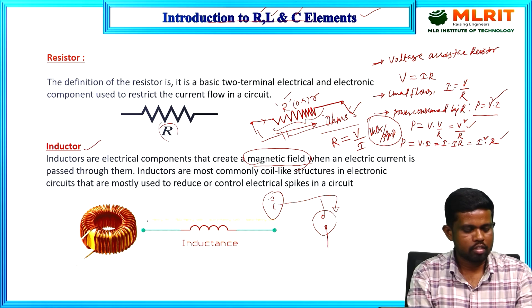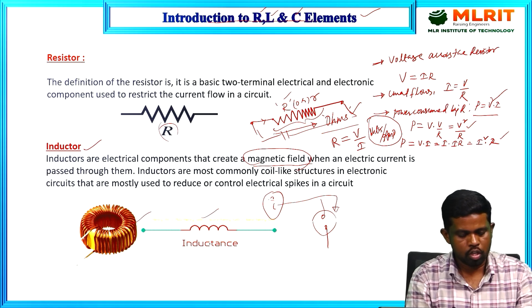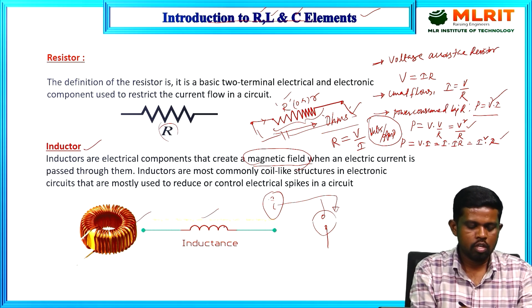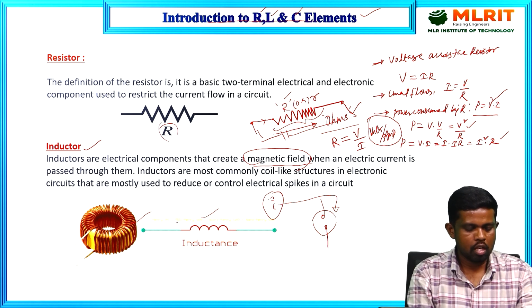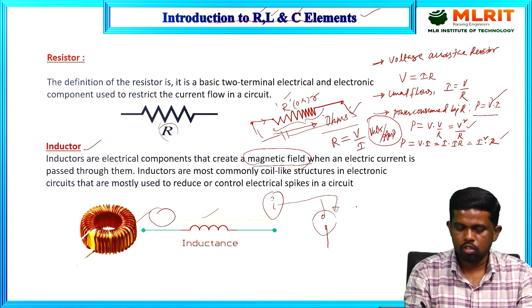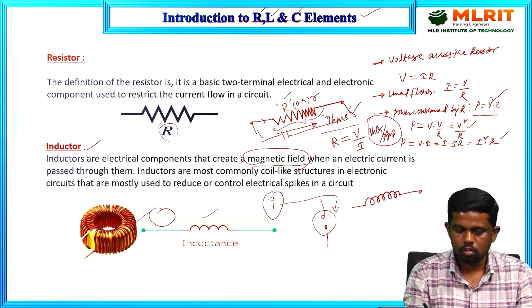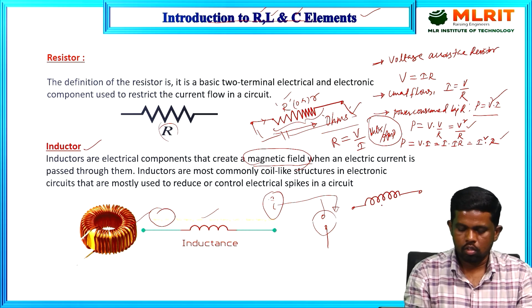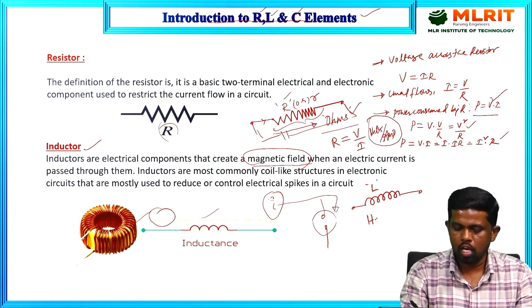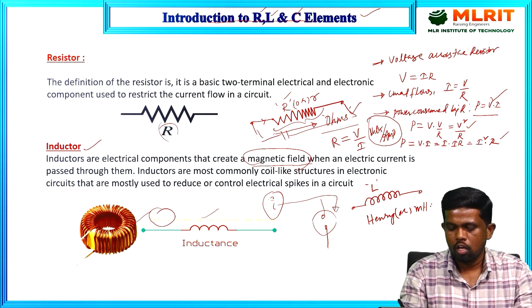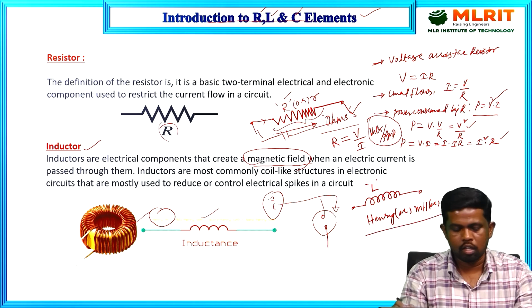So this is the structure of an inductor and this is the notation of the inductor. So we can measure the inductance of the coil. In terms of the Henry, this is the inductance of any coil, and it is represented by the capital L and measured in Henry. Henry is sometimes measured in millihenry and also sometimes in microhenry. So these are the units of the inductor.